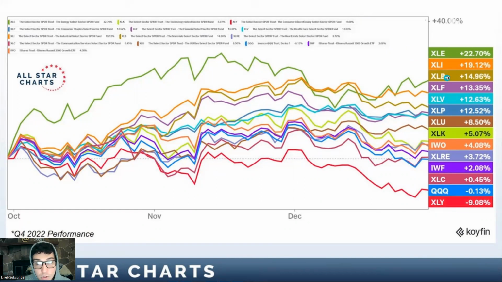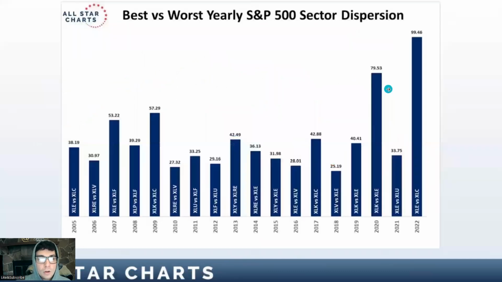XLB is actually the materials sector, and that's the third best performing out of all the S&P 500 sectors here. Now this is all in Q4 of 2022. It's a new year, so we're going to see if this pattern can continue and if these sectors are going to continue outperforming, or if something is going to change in the landscape. Now this is the best and the worst yearly S&P 500 sector dispersion, and this is the worst it's been in a very long time.